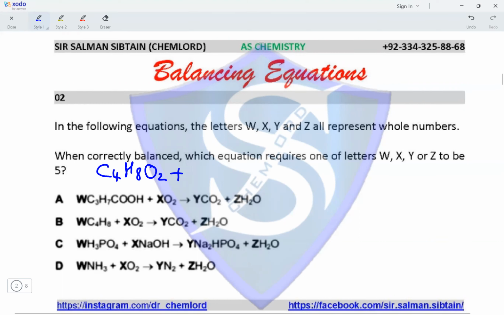So in order to balance this, we use the general combustion equation, x plus y upon 4. So 4 plus 8 upon 4. 8 upon 4 is 2. 4 plus 2 is 6. And we've got one molecule of oxygen present in the compound itself. So 6 minus 1 is 5. So we end up with 5O2, giving us 4CO2 and 4H2O. So only in the first option we have obtained a value of 5 for X, which is the number of moles of oxygen, making option A the correct option for this question.